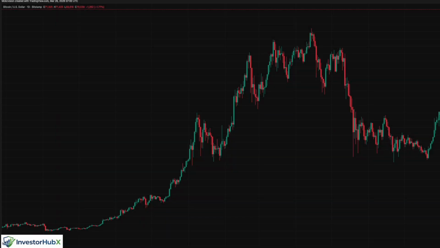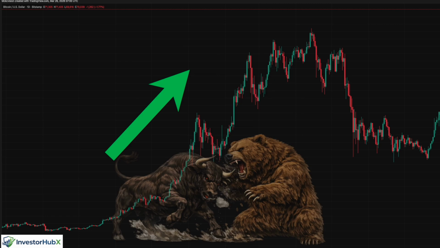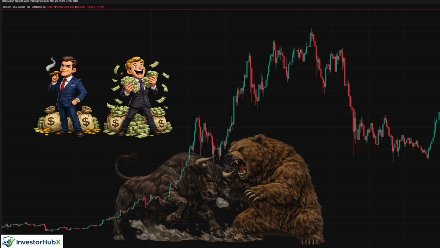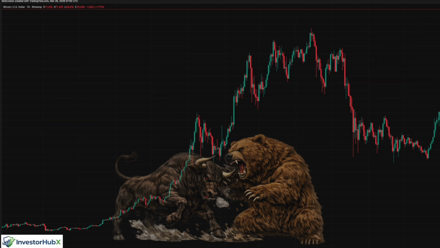So you may wonder, why are fractals repeating behavior? Fractals repeat because human behavior repeats. When price rises, people become confident and greedy. When momentum slows, confusion begins. And when price drops, fear and panic take over. These emotions don't change, so the same market structure keeps repeating.